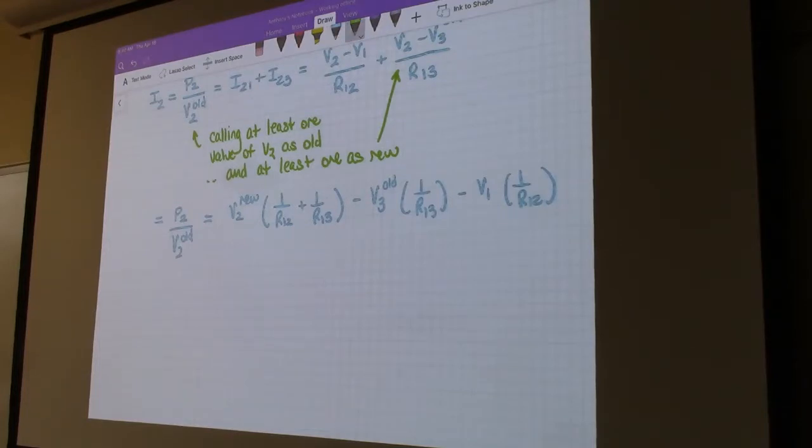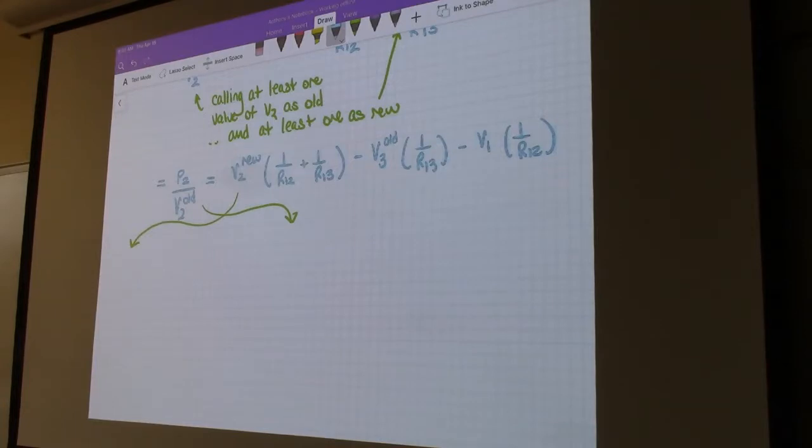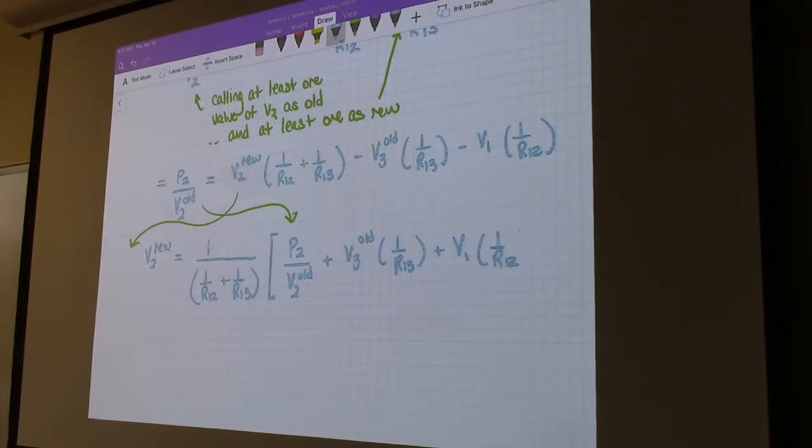Switching it around some more, I'm going to move this over here, I'm going to move this over here, and so what we'll be left with is V2 new equals 1 over R12 plus 1 over R13, times P2 over V2 old plus V3 old, 1 over R13 plus V1, 1 over R12.